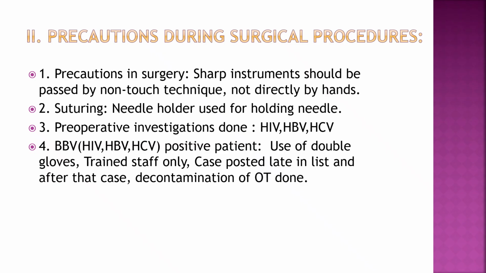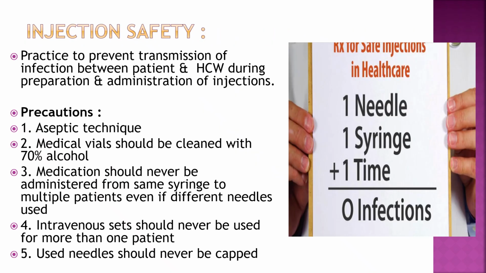Pre-operative investigation should be done: HIV, hepatitis B and HCV. For blood-borne viral infection positive patients, use of double gloves should be there, trained staff should be there, and the case posted late in the list. After that case, decontamination of OT should be done, and the surgeon should wear proper personal protective equipment including double gloves. So this is injection safety, practice to prevent transmission of infection between patient and healthcare worker.